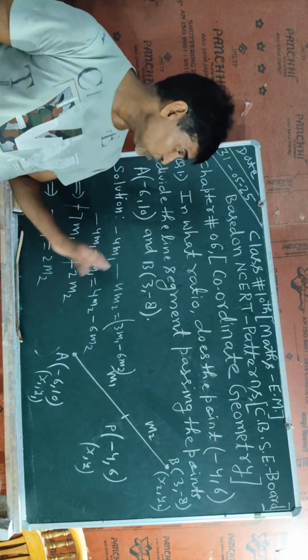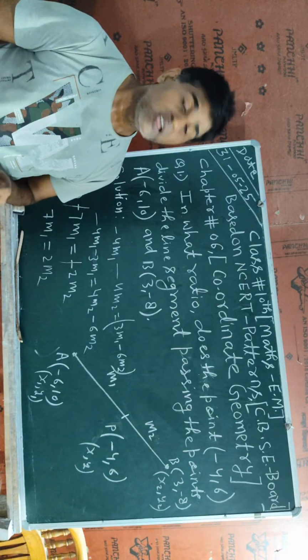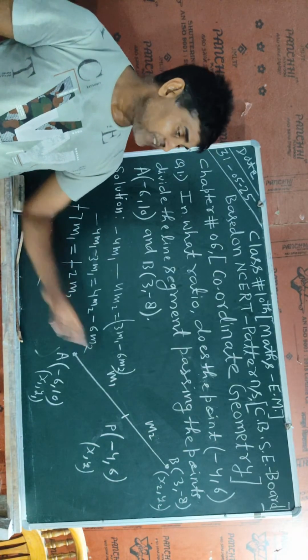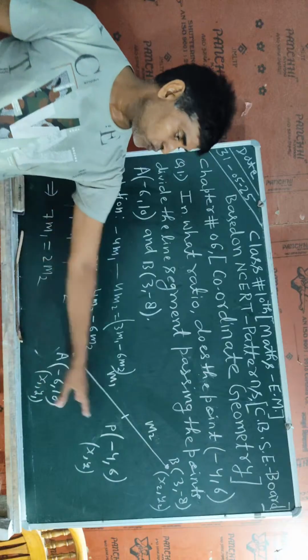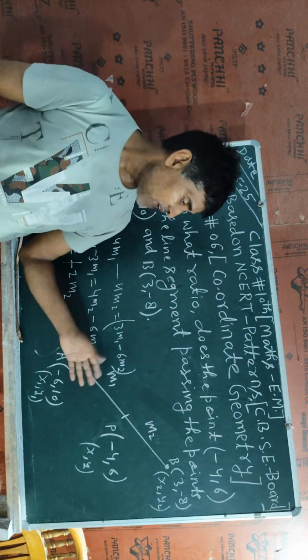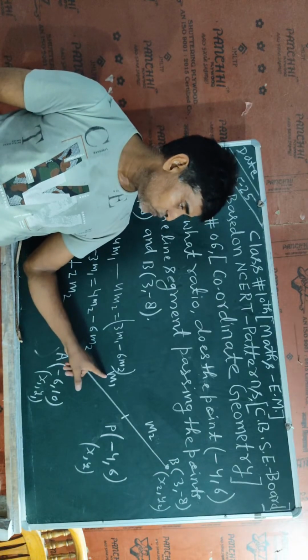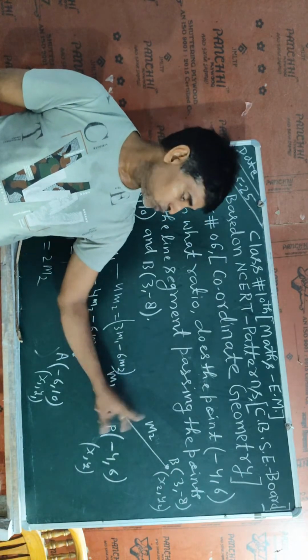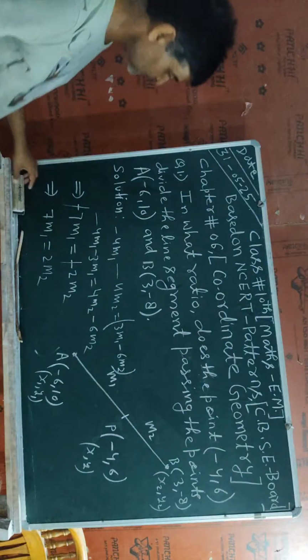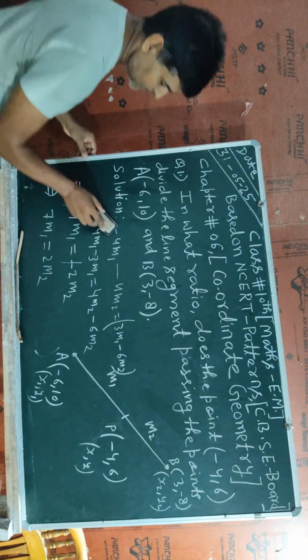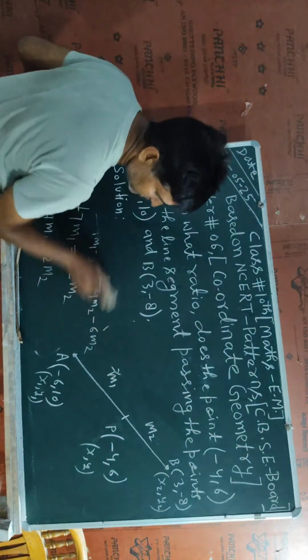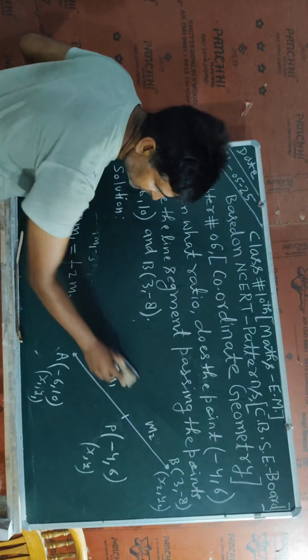So my question is that we have to get the ratio in which the line segment divides the point, so I suppose that the line segment is dividing in the ratio m1 to m2, so I will write it as. So above that I am going to erase, and after erasing I will write it properly.